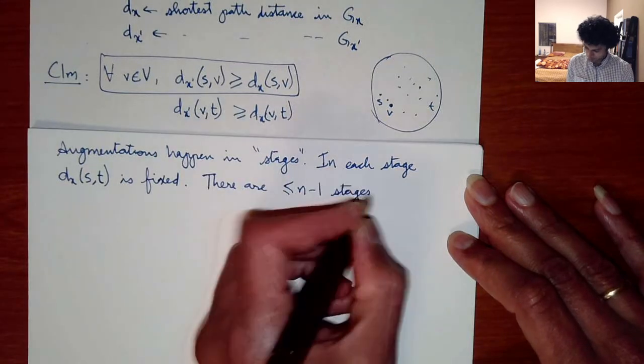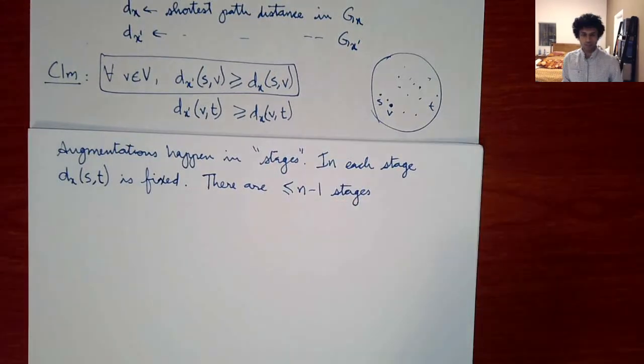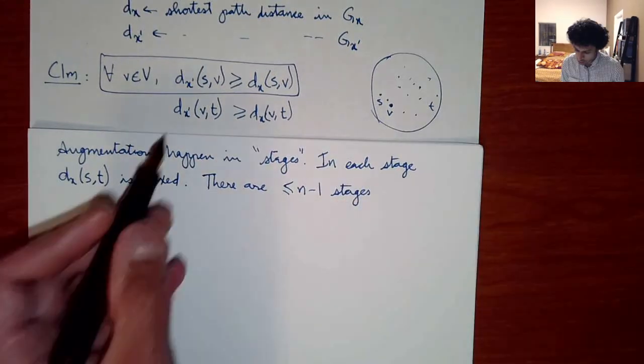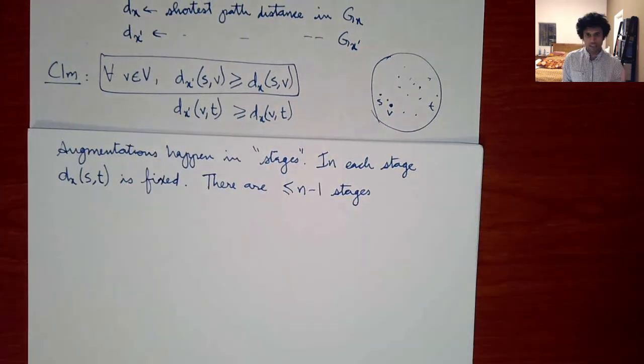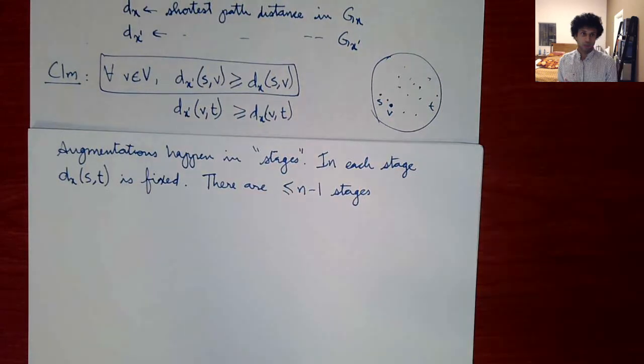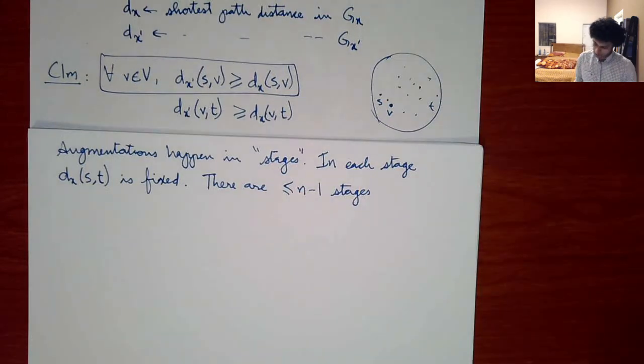The point is the shortest path distance from S to T can never decrease as you're doing these augmentations. So let us break up all the augmentations into stages where within a stage the shortest path distance from S to T is fixed. There are n-1 such stages. In each stage the distance is fixed and the distance can only go up to n-1. So it starts potentially from 1 and goes up to n-1. Technically, there are n-1 stages.